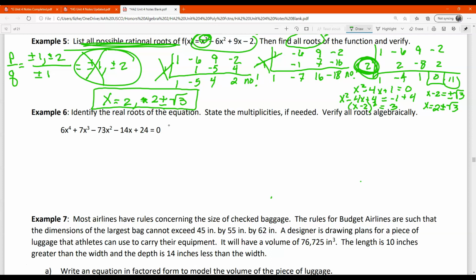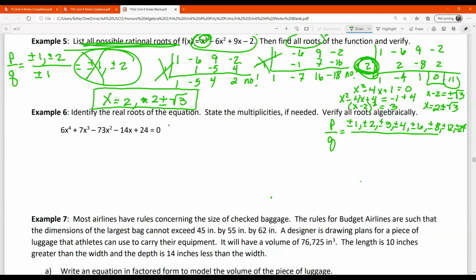So let's just use the P over Q real quick to get an idea. The factors of P are 24. So what do I have? 1, 2 goes into 24, 3 goes into 24, 4 goes into 24, 6 goes into 24, 8 goes into 24, 12, and 24. Tons of options.